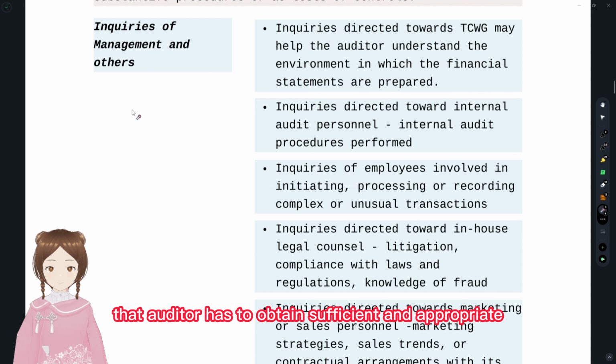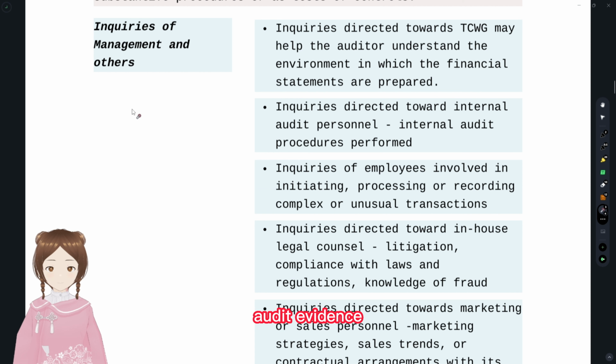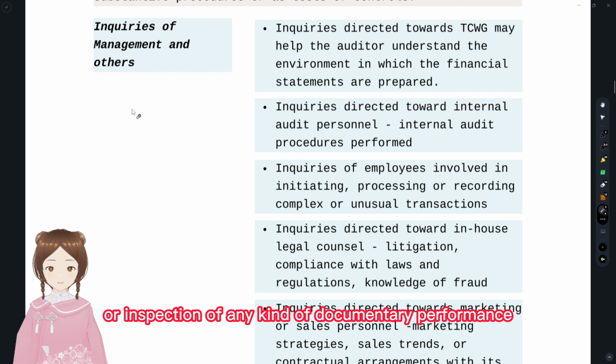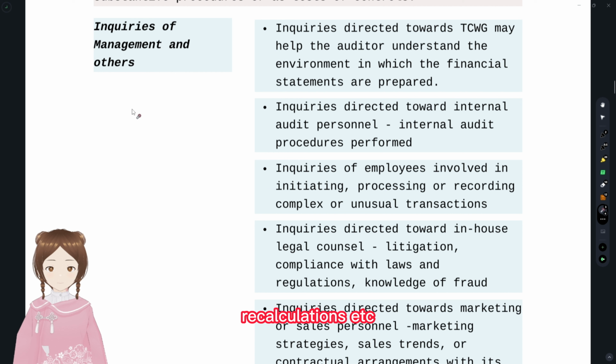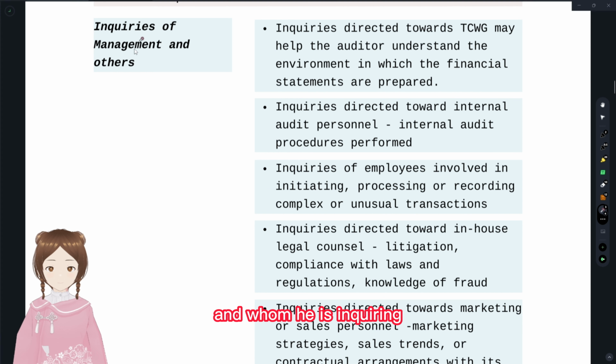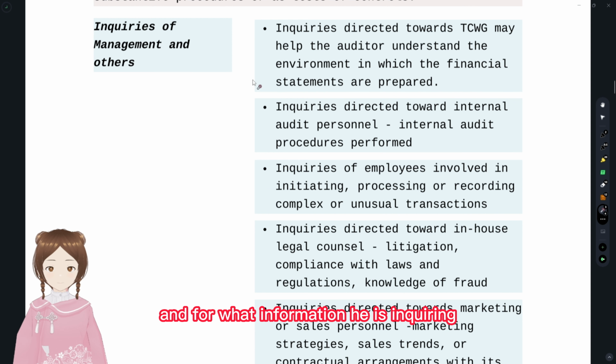As we have discussed, the auditor has to obtain sufficient and appropriate audit evidence. How can the auditor obtain sufficient and appropriate audit evidence? Through inquiries, observation, inspection of any kind of documents, reperformance, recalculations, etc. Right? Now the auditor is doing inquiries within the entity, and whom he is inquiring and for what information he is inquiring, we'll just discuss that.